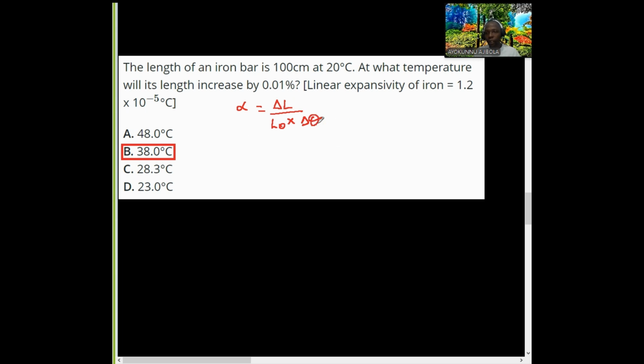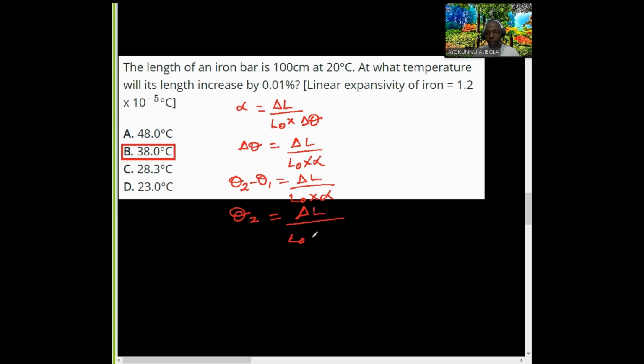So if we bring change in temperature out, we have change in length over original length times the linear expansivity. This change in temperature is theta 2 minus theta 1. So theta 2 will be change in length over original length times the linear expansivity of 1.2, then plus theta 1, right? Yes. So what is the change in length?